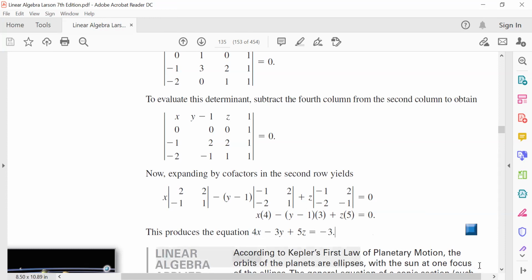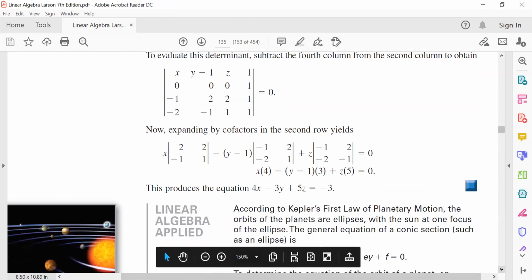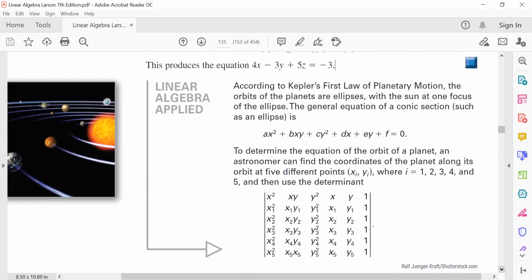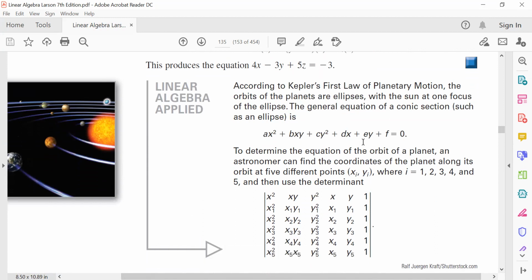I want to mention as a side point, or just what the book says, that Kepler's first law of planetary motion is that planets orbit in an ellipse. Generally for an ellipse, you have ax squared plus bxy plus cy squared plus dx plus ey, and of course you have the f. Usually we put the f on the other side, but it doesn't matter.